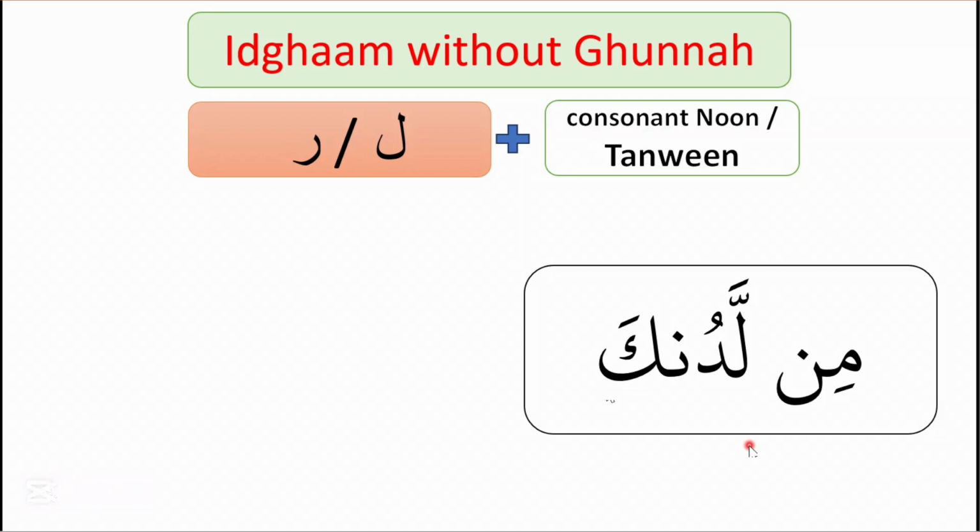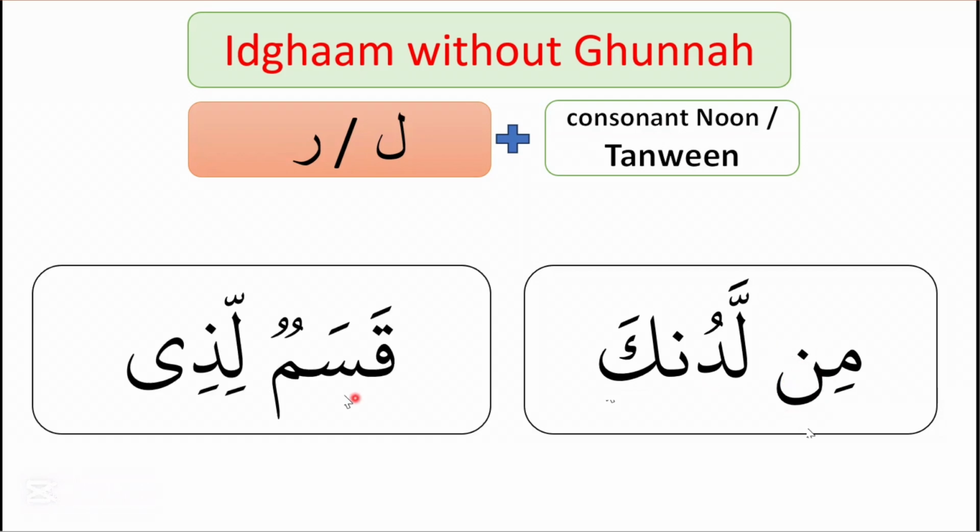So you need to have two words, one after the other. In the first word, the last letter must be the consonant noon, like here, or can be also the tanween, like here. And in the following word, the first letter must be the letter lam or the letter ra. When you like to read the two words together, in this case, you need to apply this rule, idgham without ghunnah. How to apply it?